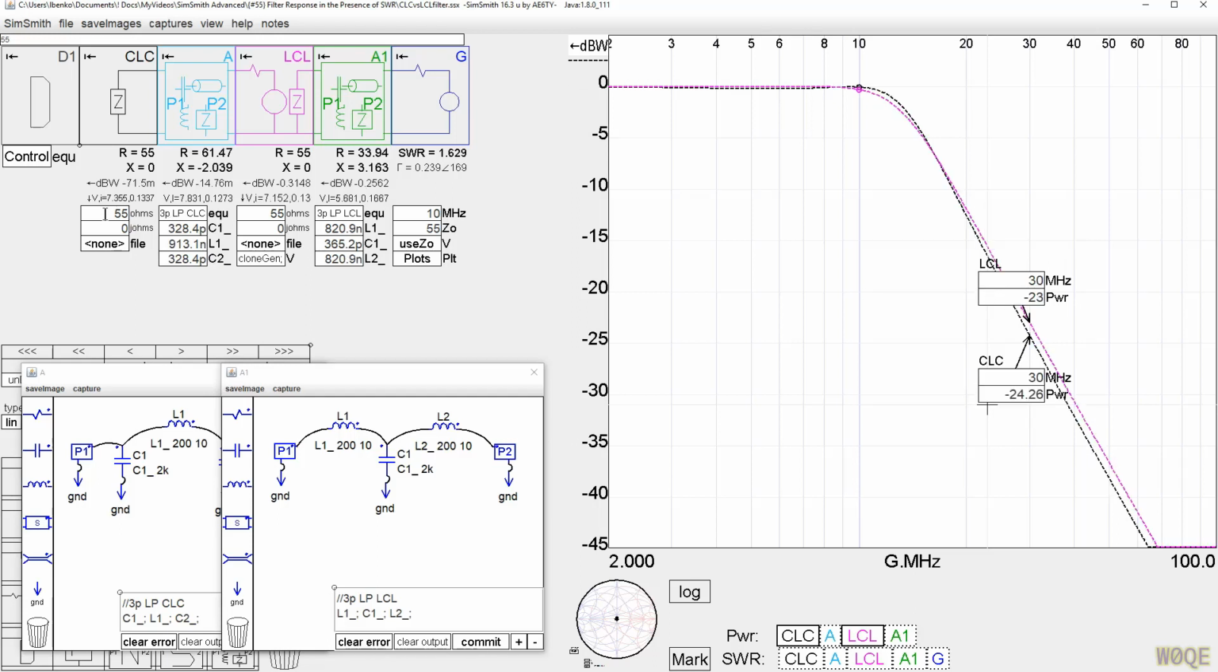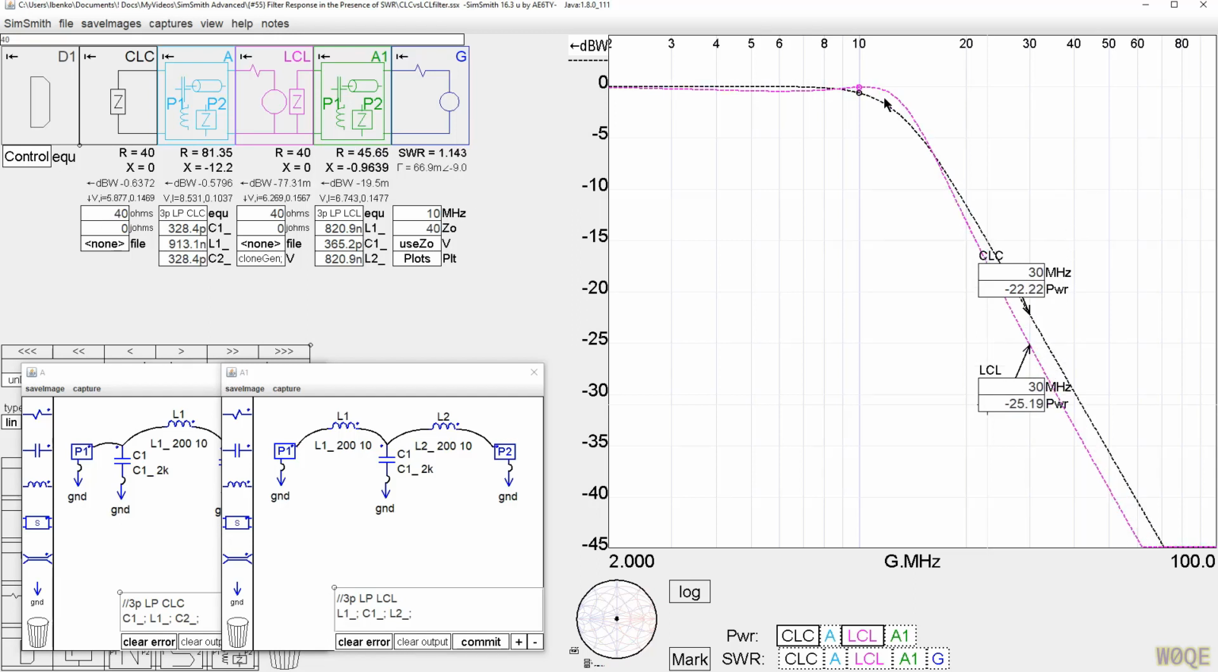And likewise, if we drop this impedance down to 50, they're back even again. But now we go to 40, exactly the opposite has happened. The two inductor filter has the better response, both at 10 megahertz and throughout the passband, with the exception of a little bit here in the passband. If you were to use the filter here, you might care about that a little bit, although this loss isn't really that much. It's half a dB.